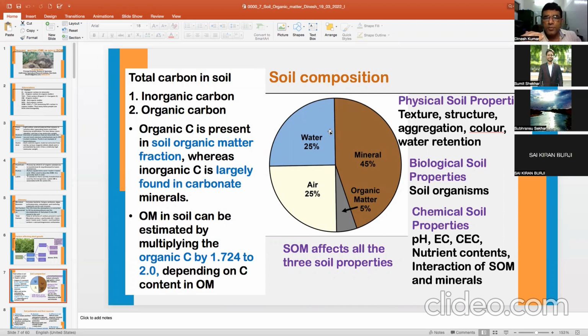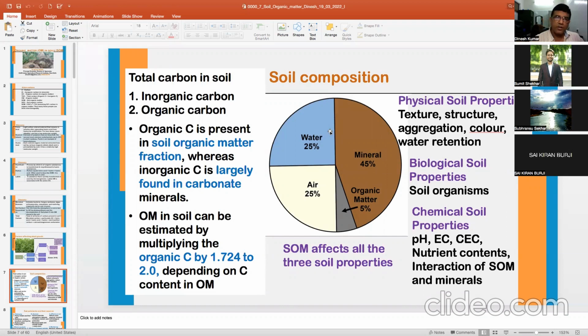So in the pores, assume that 25% is water and 25% is air. And they are in equilibrium. If you take the water out, air will increase. If you put the water into the soil, air will decrease. So suppose your water becomes 20%, then air will become how much? 30%. Total will be 50. If you make water 35%, then air will become 15%. So they are in equilibrium. And then next is 45% mineral and 5% organic matter.